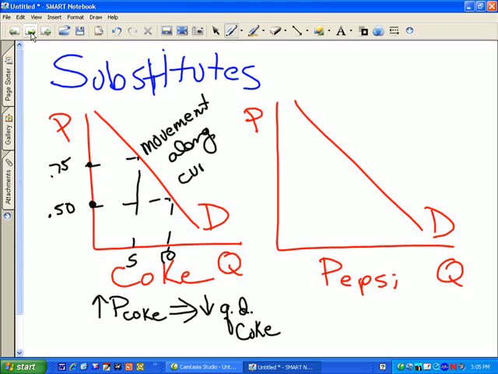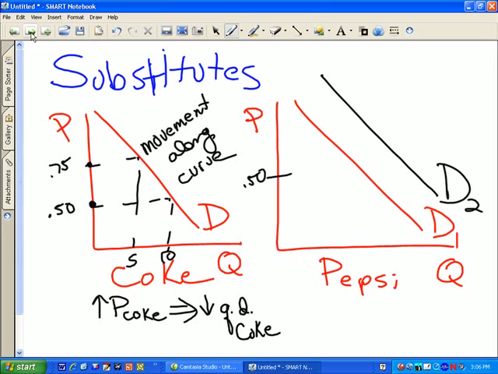Now, in the world of Pepsi, though, the price of Pepsi is staying the same. Let's just say it was 50 cents, it's still 50 cents. Now, whenever the price of Coke goes up, we buy less Coke. Well, does that mean we're buying less soda? No. What we're going to do is substitute over to Pepsi. And so our demand for Pepsi goes up.